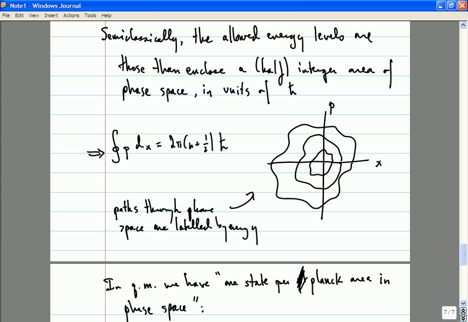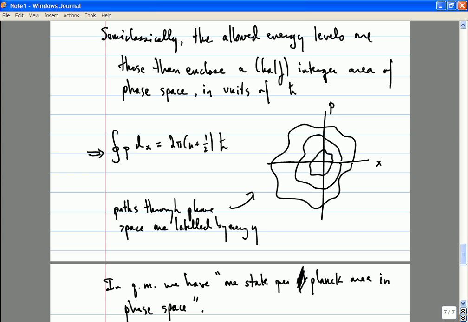Are there any questions about this? Hopefully, this is not completely new to you. I assume that you have seen the Bohr quantization rule before, but I don't know whether you've seen it really thought of as a formula regarding the quantization of phase space.